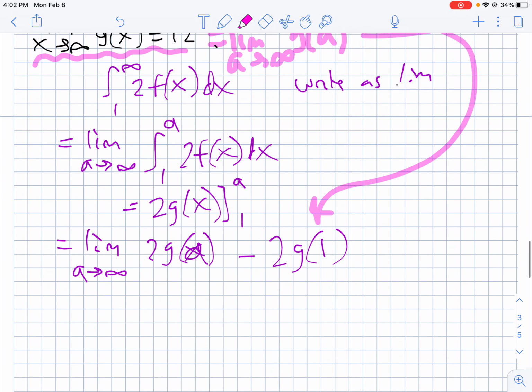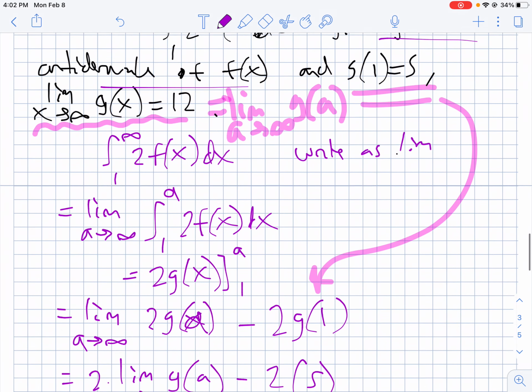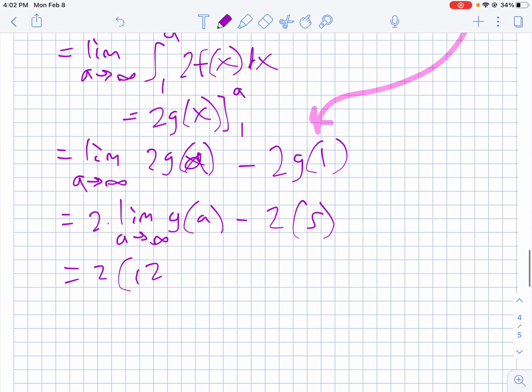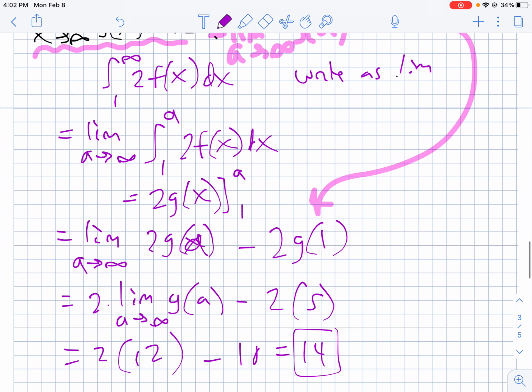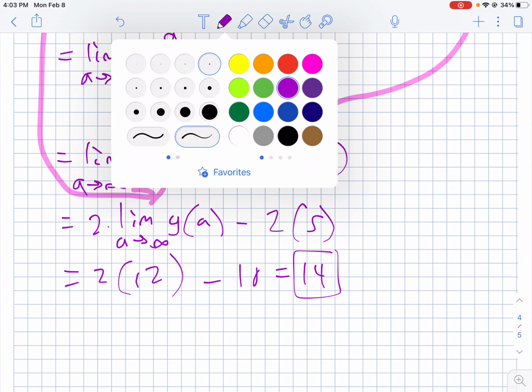So what this turns out to be is, you remember you can pull a constant in front, so 2 times the limit as a goes to infinity of g of a, minus 2 times 5. Okay, so they told me that limit was 12, so this is just equal to 2 times 12 minus 10, which I believe is 14. Okay, so that's how you approach that problem. So you just work it out, write it as a limit, and then you just need to use that piece of information about the limit when you have to take the limit of g. Okay, one more problem I want to show you.